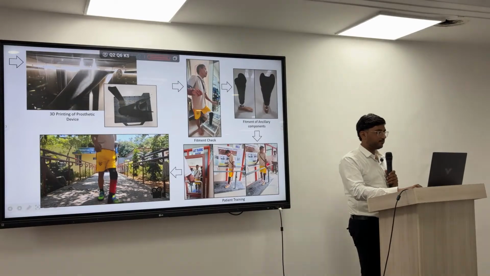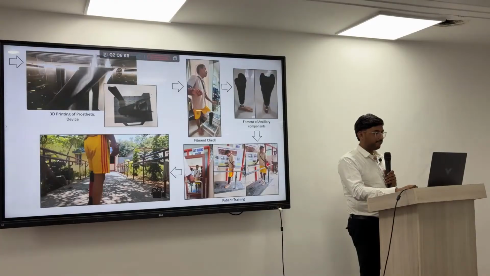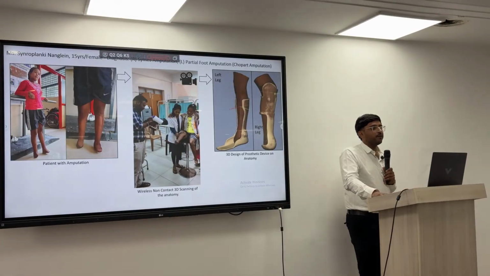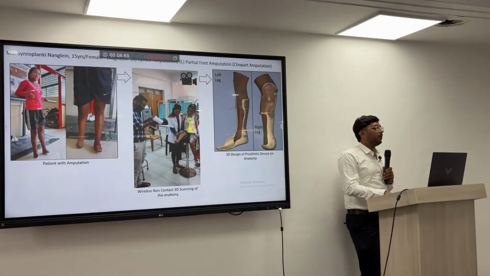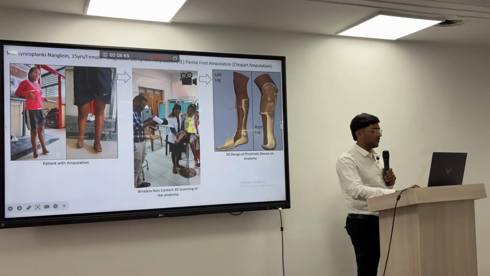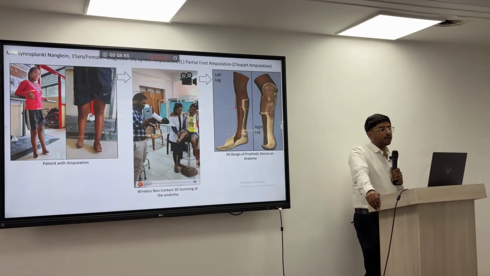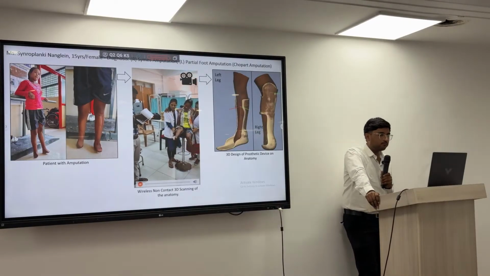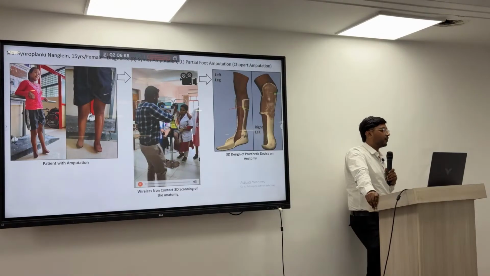Another case is called a partial foot amputation. Basically, there is a girl who doesn't have both feet. You can see there is an image of the patient with the amputation. The same scanning will be done over there, and the same marking will be done by the prosthetics guy. So scanning is done, and after that the designing of prosthetic devices of the anatomy is created.